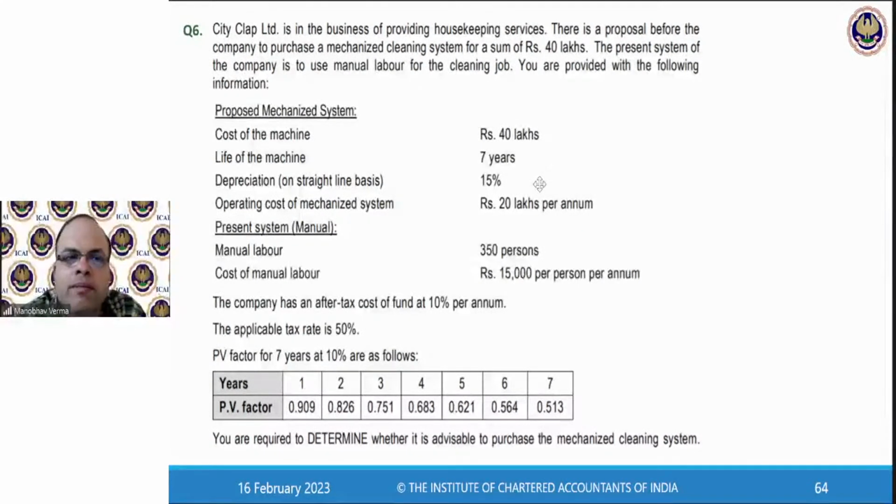Then the existing manual system: 350 manual laborers, 15,000 per person per annum cost of manual labor. The company's after-tax cost of capital is 10%. Applicable tax rate is 50%. They've given the present value factors also, and you're required to determine whether it is advisable to purchase the mechanized system or not. I think it's a typical capital budgeting question, right?